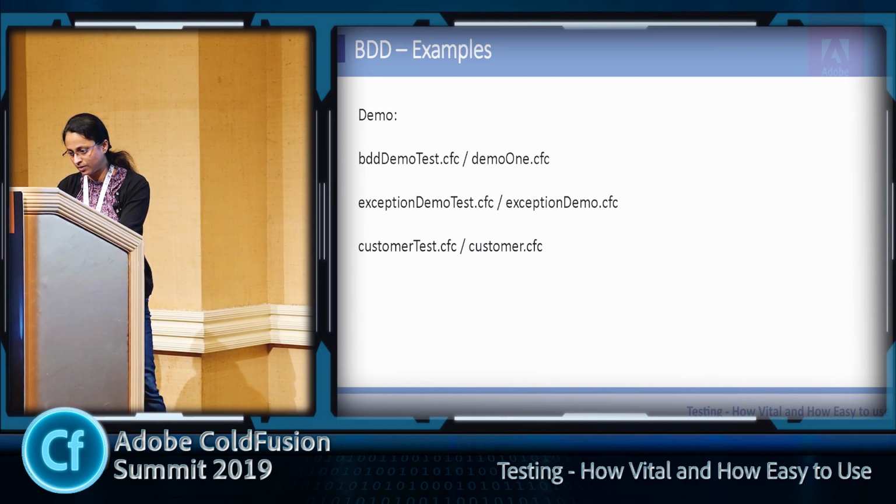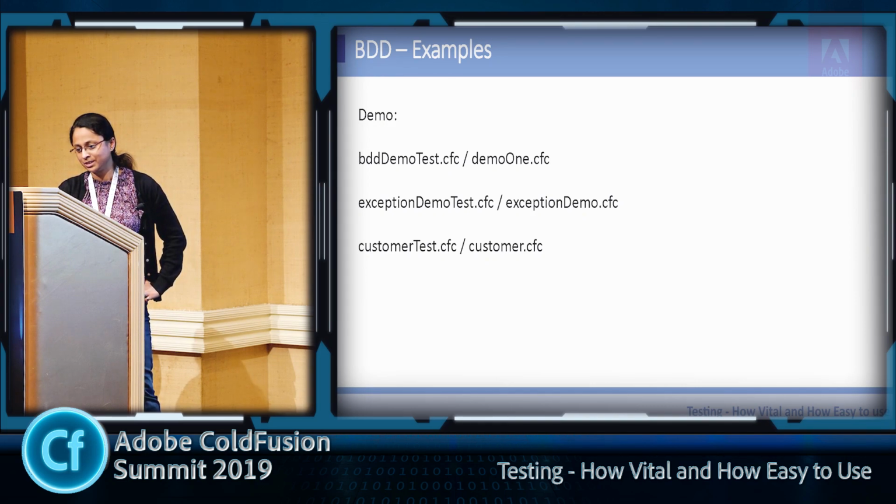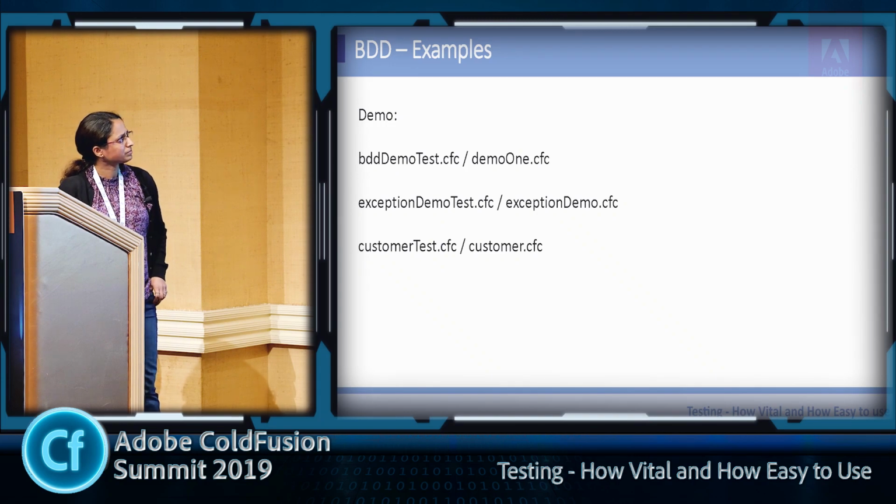The next one I have is the customer test, customer CFC. So this particular CFC is not doing much. It just has three properties: name, address, and email. I have updateName, updateAddress, and updateEmail functions. It's just updating your default name, address, and email. That's it. It's not doing anything much. So how would you test those functions? This is another example of writing BDD.